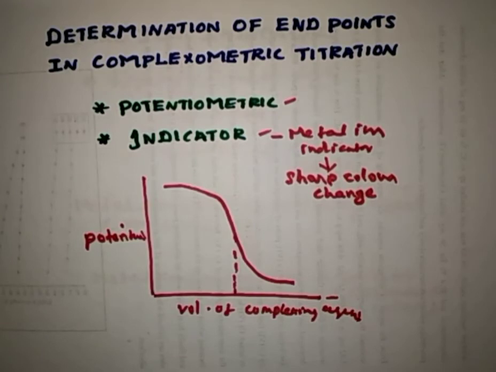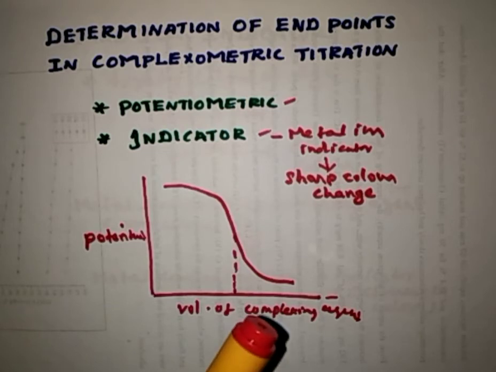In this class, we have discussed the determination of endpoints in complexometric titration. To determine the endpoint, we can use the potentiometric method or the indicator method. In the potentiometric method, we plot a graph between the potential difference and the volume of the standard complexing agent, and from this we can find the endpoint. Otherwise, an indicator is used to find the endpoint in the titration.